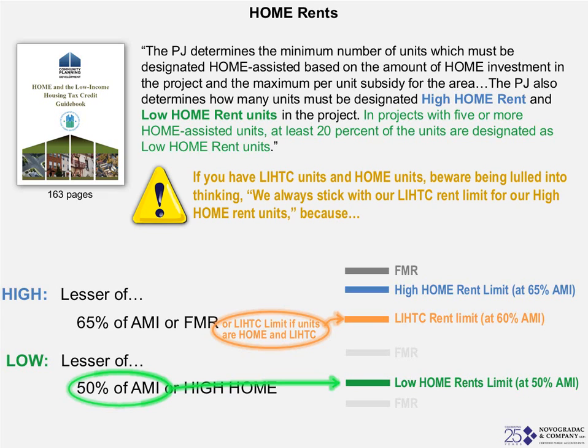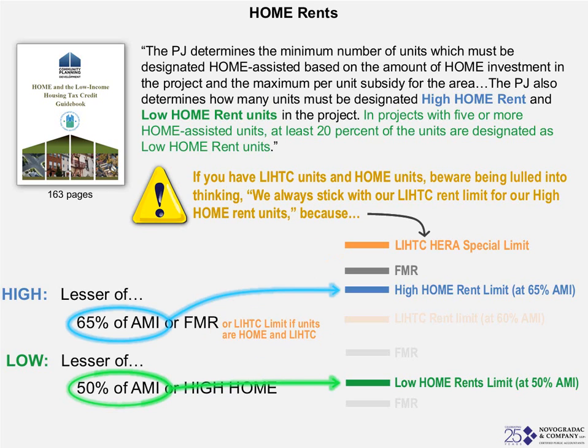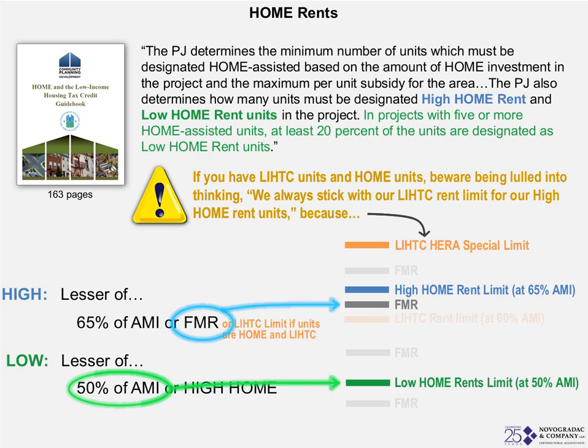One reason is because your LIHTC could be using the Hold Harmless special limit, and that's something that certain areas across the country are able to benefit from, and it gives you a higher rent limit than what's normally published. In that case, if you're deferring to the LIHTC unit, you're out of compliance for your High HOME rent units. You should be going down here because that's the lower of the two. And then, of course, your FMR is the other reason. If you're down here, you would use neither the LIHTC nor the 65% of AMI. You'd use the FMR because that's the lower of the three.